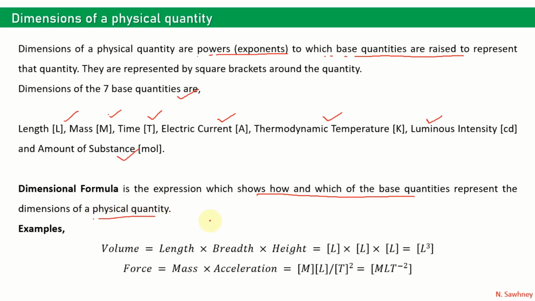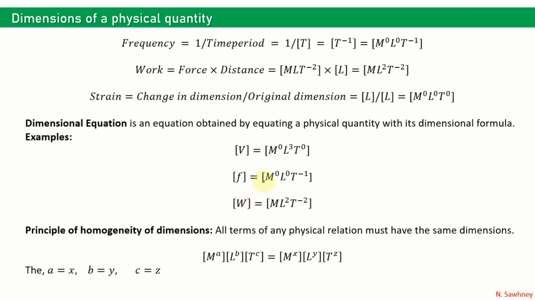physical quantity. For example, volume can be expressed as length into breadth into height, which can be written as L cube. Similarly, force is mass into acceleration and it can be written as mass into units of acceleration, that is MLT minus 2. Frequency is 1 upon time period. So, it can be written as T raised to the power minus 1.